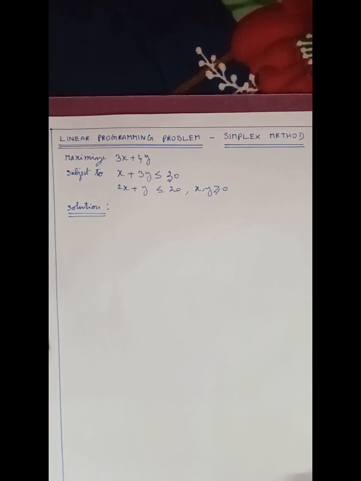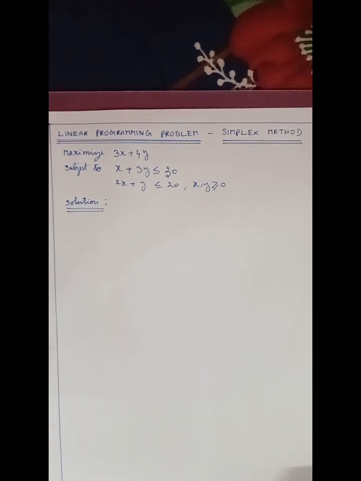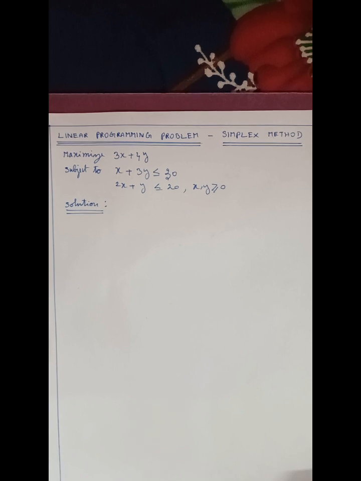Maximize 3x plus 4y subject to x plus 3y less than or equal to 30, 2x plus y less than or equal to 20, and x and y are greater than or equal to 0. This is the problem given to us. We are going to use the simplex method to solve this linear programming problem.